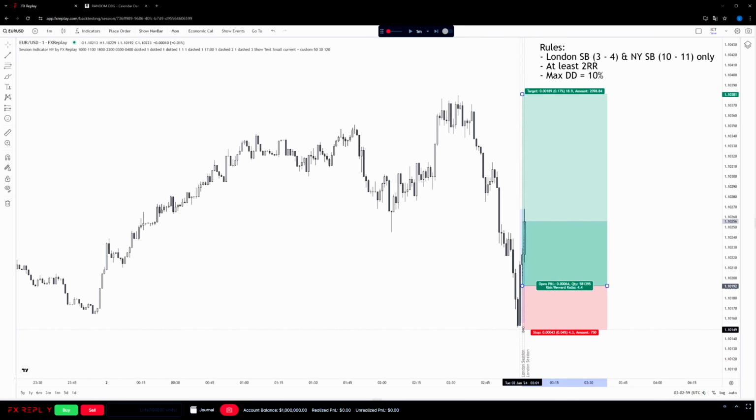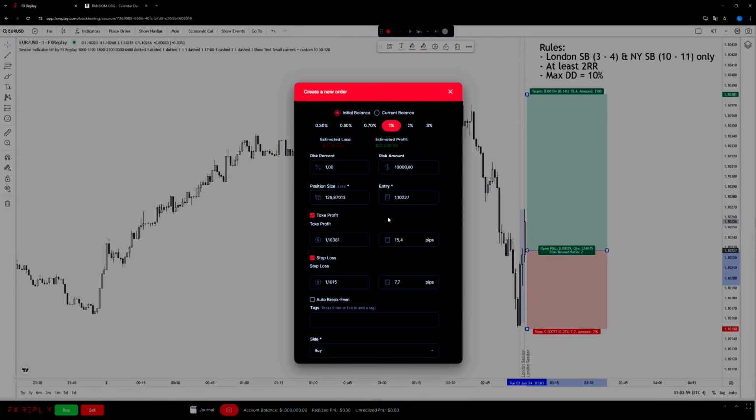In this video, I'm going to be taking the position. I'm going to want at least 2R for my trades. So let's take a look. That would be somewhere over here. So my stop loss is going to be below the low that swept liquidity right here from the Asian session. And my take profit is going to be the nearest buy side liquidity for 2R, which is absolutely perfect.